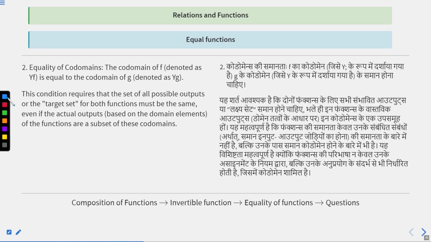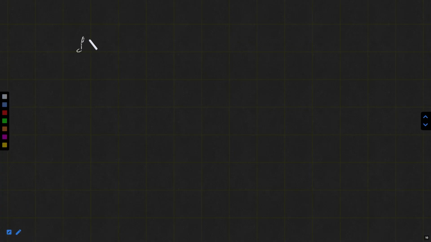Now the other condition is also important. We are talking about the equality of domains and codomains. The codomain of f is equal to the codomain of g. So from points 1 and 2, what we can say in total is that if f is defined from A to B, then g must also be defined from A to B, with equality of codomains.